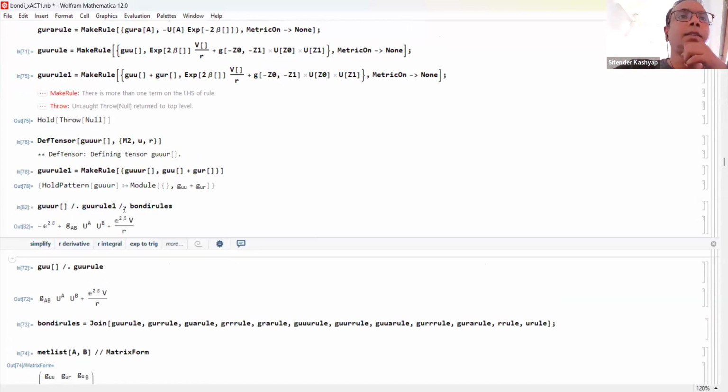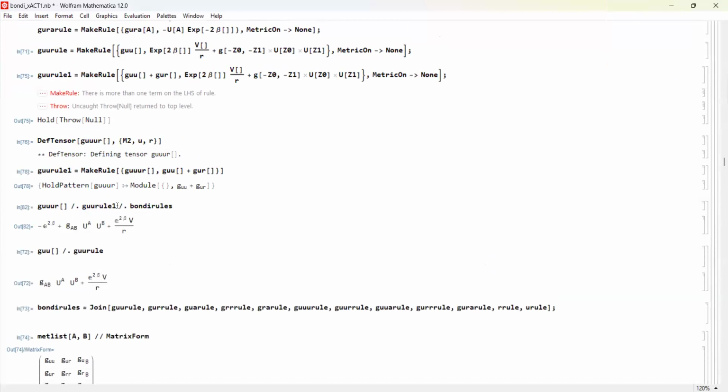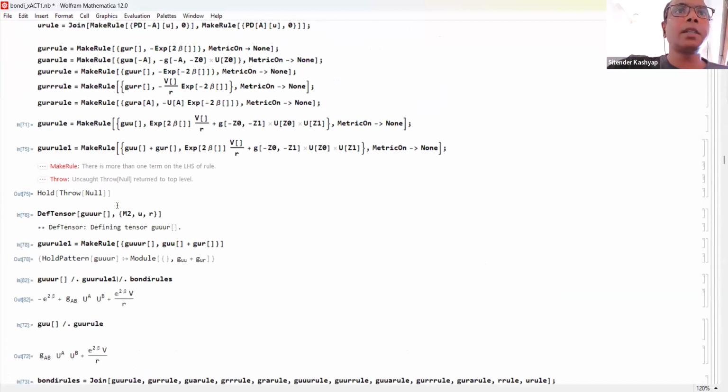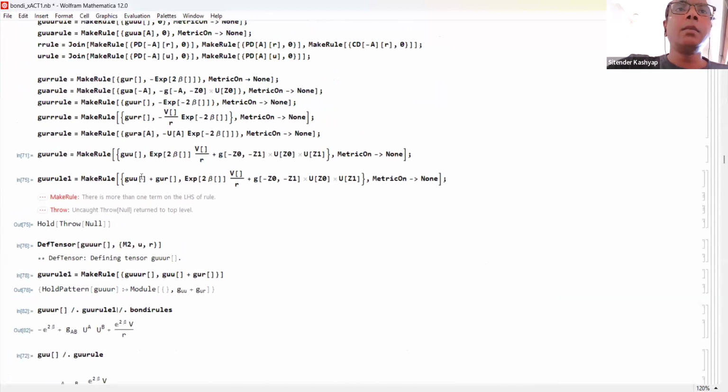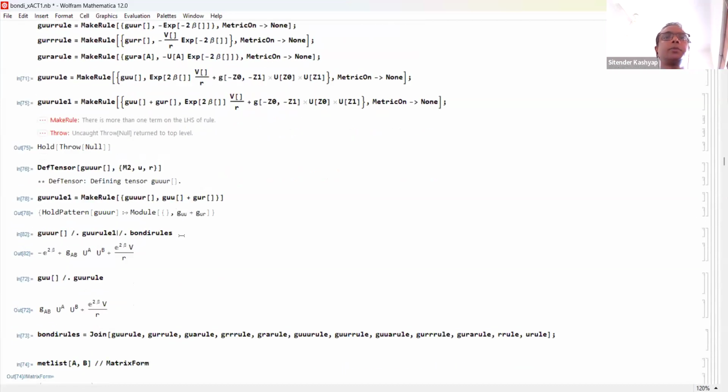So this is what has happened. I think it's a little complicated. Directly you cannot do it, but you define another tensor which is essentially the sum of those two, and then you can make another rule which will do that for you. Okay. So with this, let us proceed.